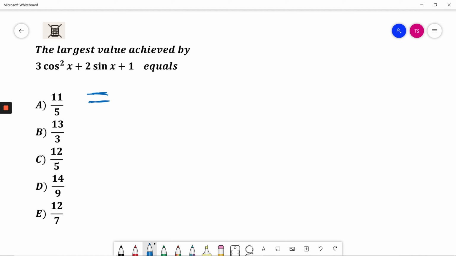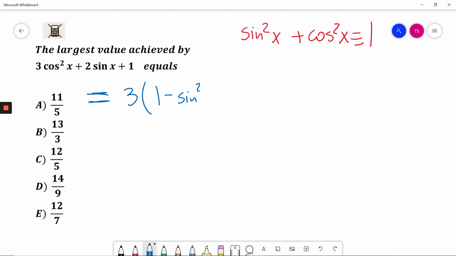So that expression will be equal. First I will use trigonometrical 1 formula. I know that sine squared x plus cos squared x is always equal to 1. So cos squared x will be equal 1 minus sine squared x. Cos squared x is equal to this, plus 2 sin x plus 1.